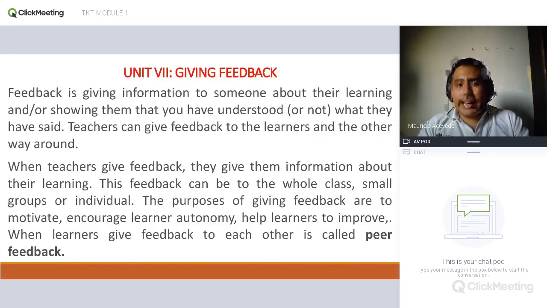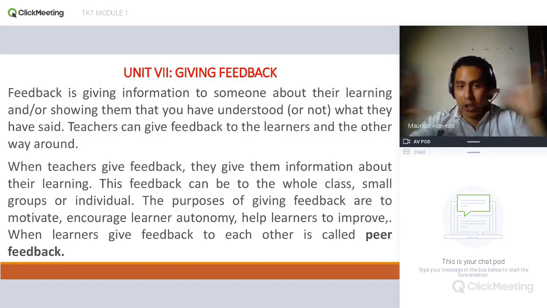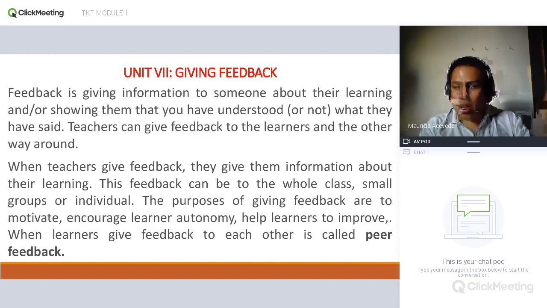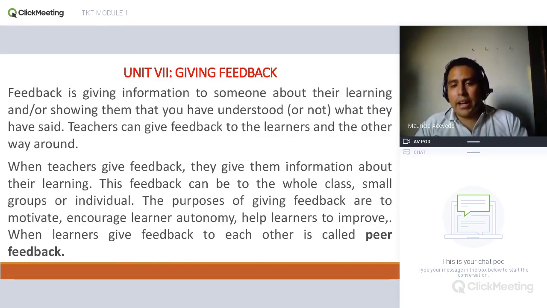Okay. When teachers give feedback, they give information about their learning. This feedback can be to the whole class as well as individual. Okay, so if the teacher gives feedback, we have three ways, which we're going to be talking about later on. We can do it individually, with part of the group, or with the whole class. Remember, the purpose of giving feedback is to motivate and encourage learner autonomy. That's basically the main point of giving feedback. Okay, and obviously it's for learners, to help them.